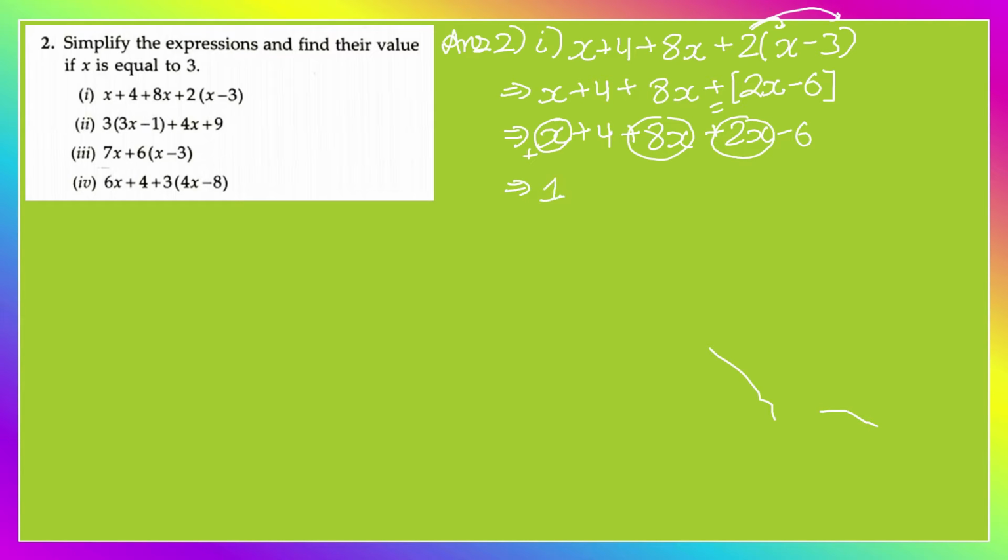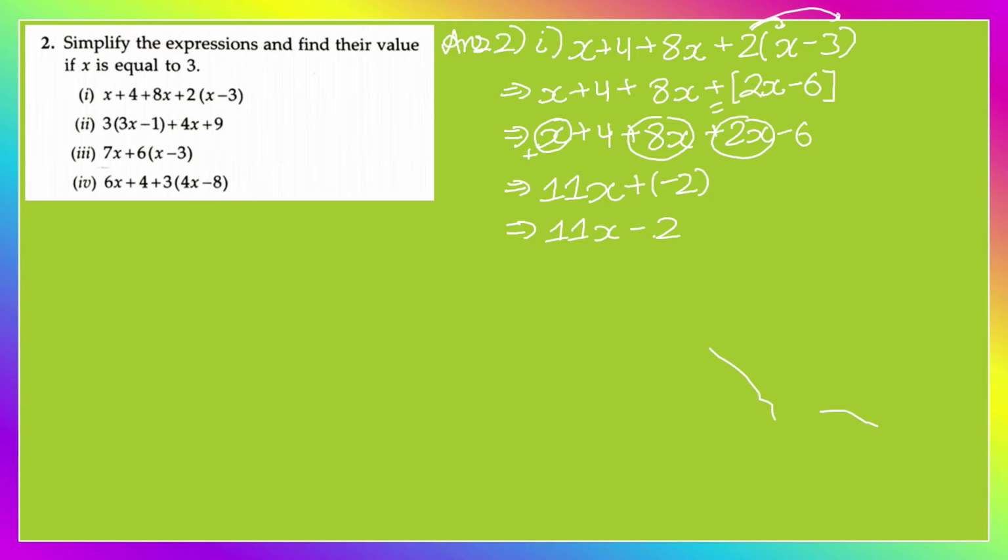9 plus 2 is 11, so that's why 11x here. 11x plus 4 minus 6. In this case, plus 4 minus 6 will become minus 2. So plus minus 2 gives me 11x minus 2 like this. So this is the equation now.